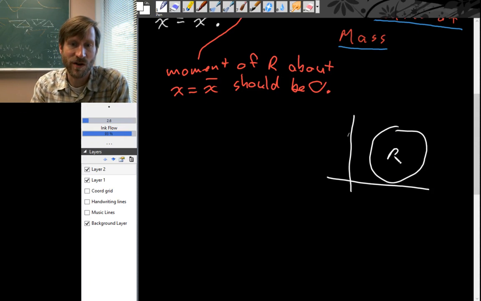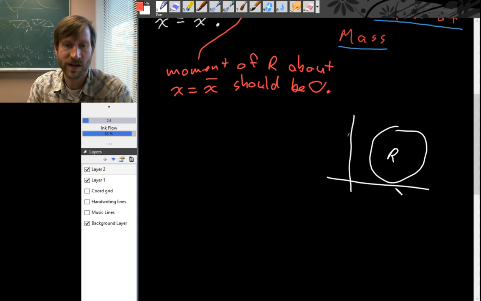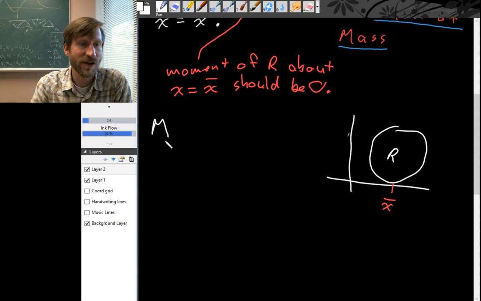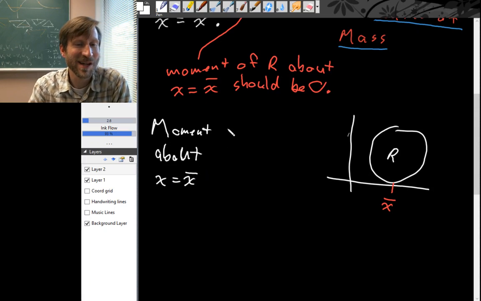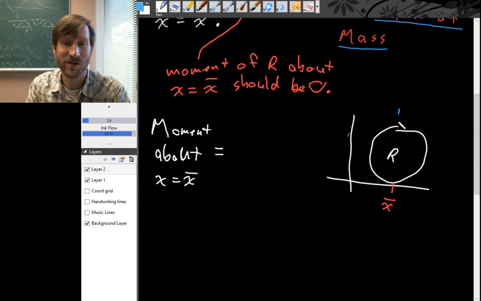So let's see if we can figure out what that would be. Here's a region R, and here's our x bar. What we're going to have to do is calculate the moment about x equals x bar. And this is a little bit annoying because this is not the moment about the x-axis or the moment about the y-axis. This is the moment about some different line. So we're going to have to redo our moment calculations, at least to a certain extent.